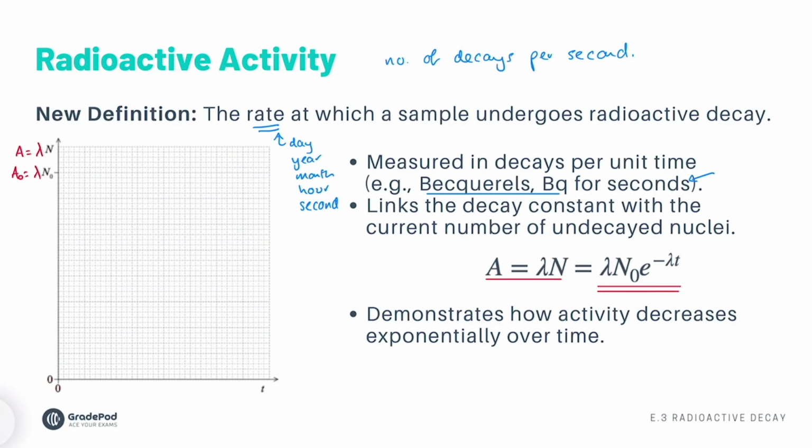The graph looks exactly the same. It still looks like this, but instead of having the units as number of undecayed nuclei on the y-axis, it's now got the units of activity, and the activity units will match into the time on that axis as well.